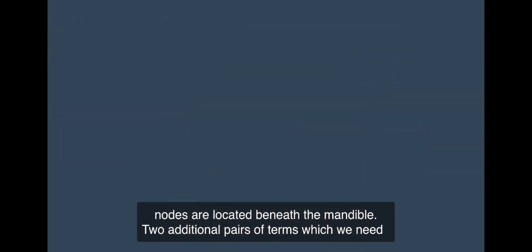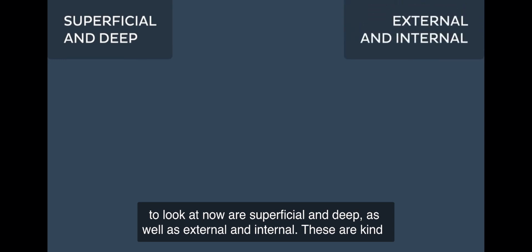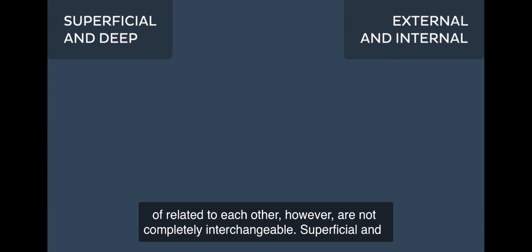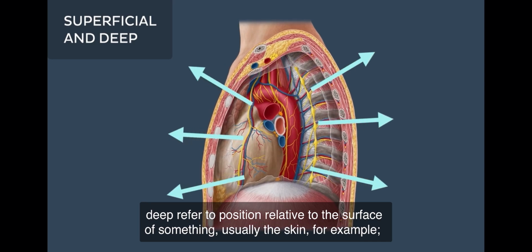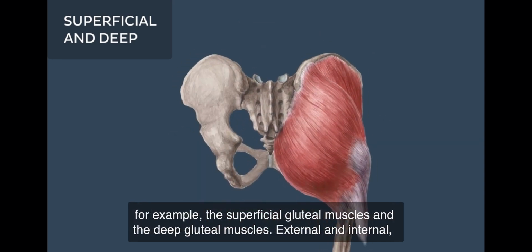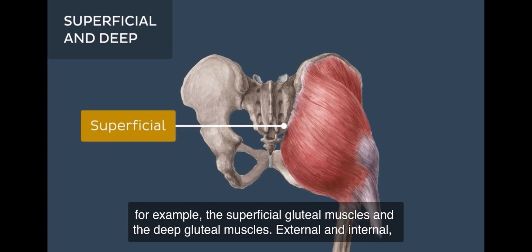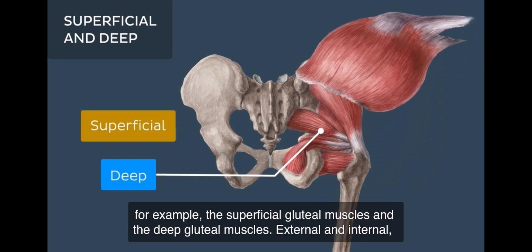Two additional pairs of terms which we need to look at now are superficial and deep, as well as external and internal. These are kind of related to each other, however are not completely interchangeable. Superficial and deep refer to position relative to the surface of something, usually the skin, for example, the superficial gluteal muscles and the deep gluteal muscles.